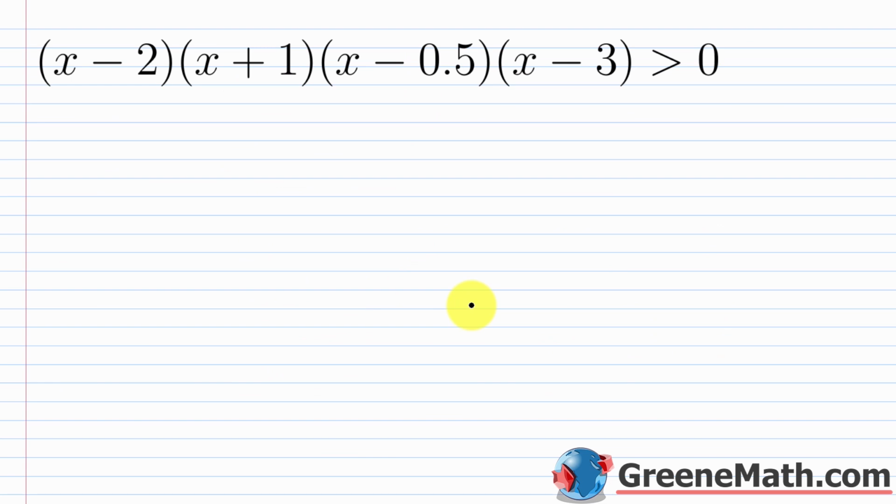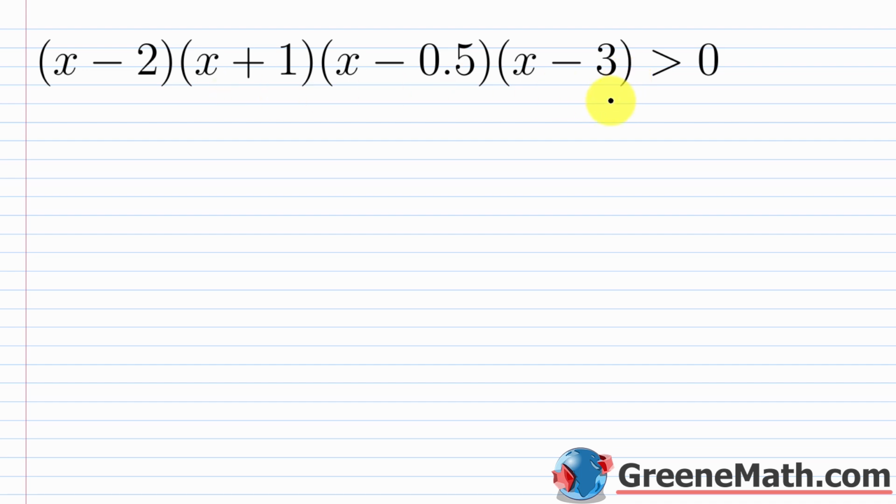All right, let's take a look at the first problem. So we're going to see that we have x minus 2, that quantity, times the quantity x plus 1, times the quantity x minus 0.5, times the quantity x minus 3. This is greater than 0. So this is your polynomial function that you're working with. And I'm giving you everything in factored form because it just makes it a little bit quicker.